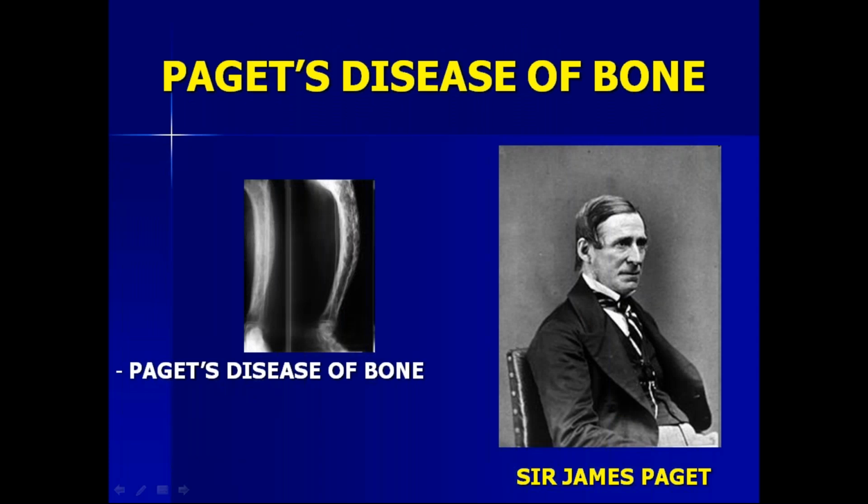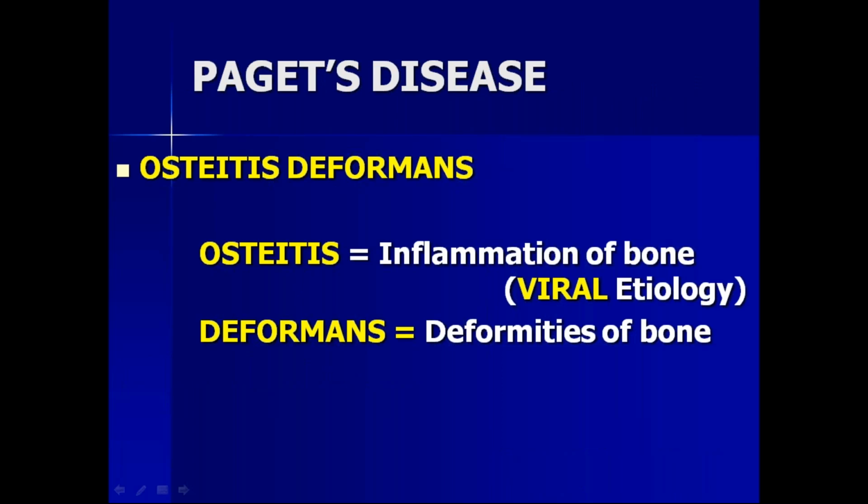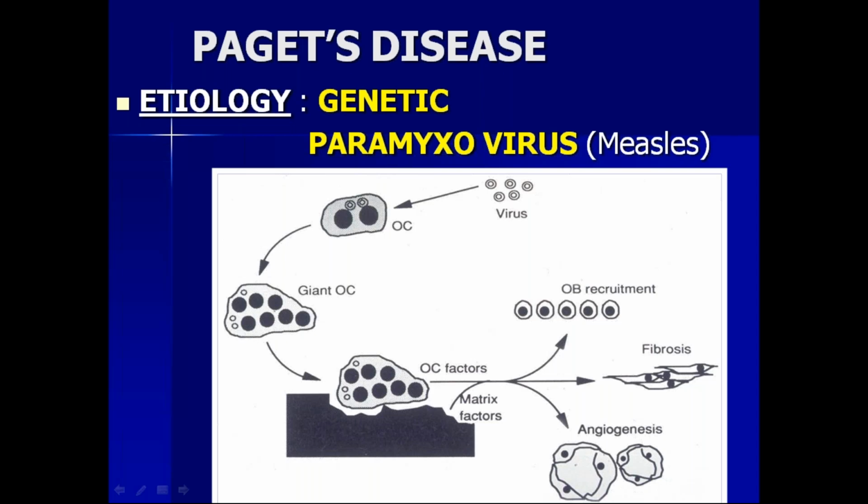Paget's disease of bone, as described by Sir James Paget, is also known as osteitis deformans. Osteitis is inflammation of the bone. Some say it is a slow viral disease where a virus can cause the problem, and deformans is deformity of the bone. The virus attacks the osteoclasts. They become giant osteoclasts, and there is osteoclastic activity.